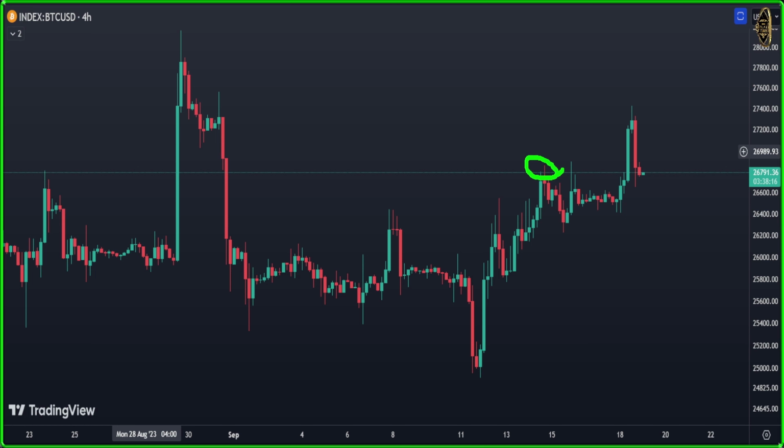Now here, what should you do? If you remember, in yesterday's video we told you to enter long from here. And that's exactly what it did. It went up till here. Over here we also took profit, because that's a very risky place to still hold a long.